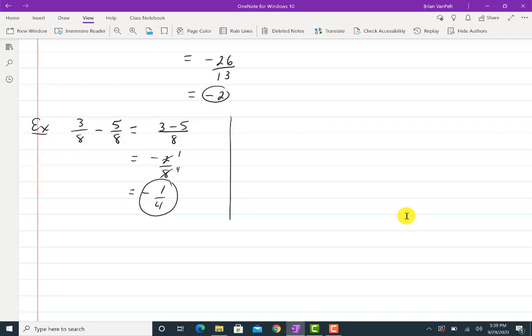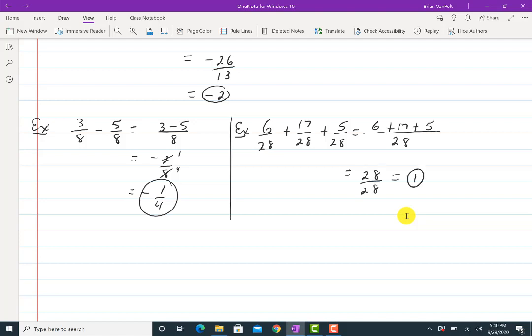And then we could do something like this. Next example, suppose I have 6 over 28 plus 17 over 28 plus 5 over 28. Well, I just add up all the stuff in the numerator. I'll get 6 plus 17 plus 5, all of that over 28. And I believe that's 28. 28 over 28, well, that just equals 1.